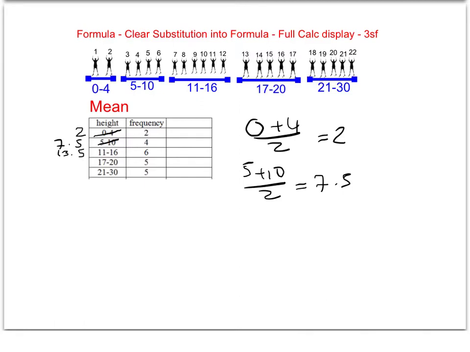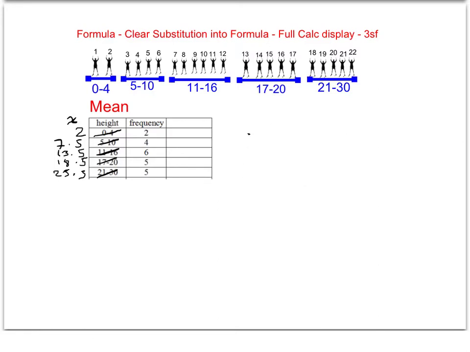17 add 20 divided by 2, 18.5. And 21 plus 30 divided by 2, 25.5. So for all of these groups, you add up the end points and divide by 2. That's going to give you some values for basically x or h, or whatever you want to call it, h for height maybe. And then we can just ignore the groups and pretend they weren't groups to start with. So I've reduced the case of group data to non-group data by taking midpoints of the ends of the groups. And now we can get on and find the mean.